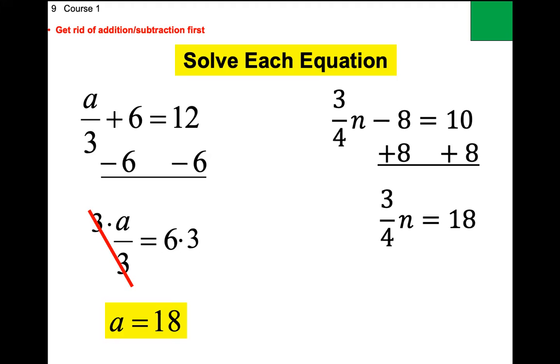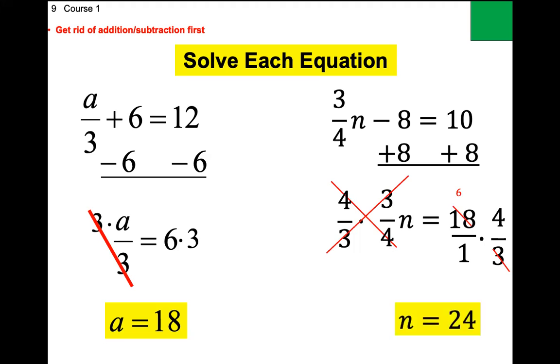And times, yes, times 4/3 on both sides. Okay. Now what? The 3/4 and 4/3 on that side cross out. Yep, cross cancel. And then on the right side you have 18 over 1, and cross reduce, 18 divided by 3 is 6. And then 6 times 4 is 24. So n equals 24. Yes? Everybody else? Yeah. All right.